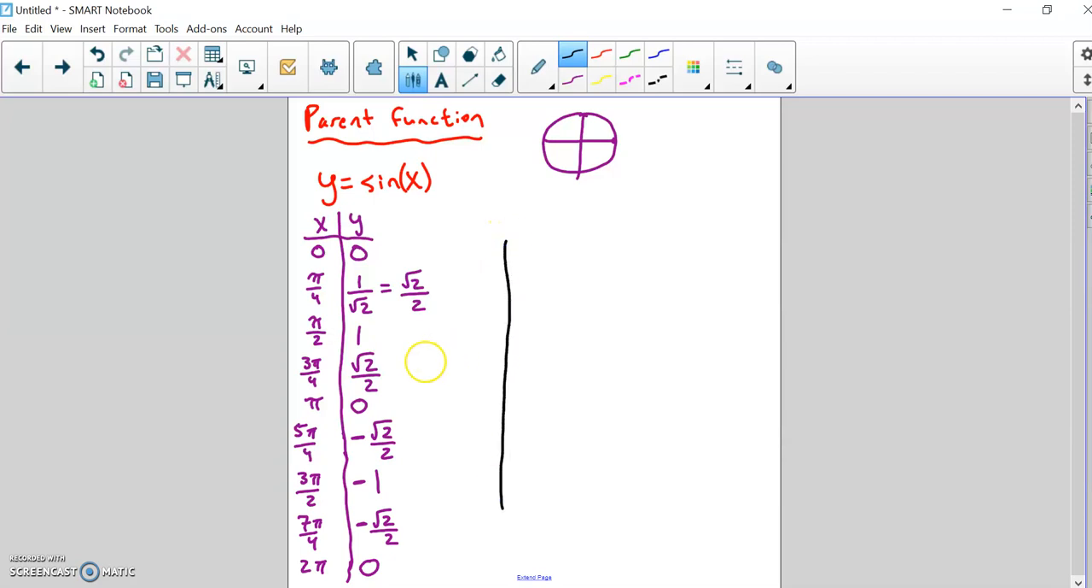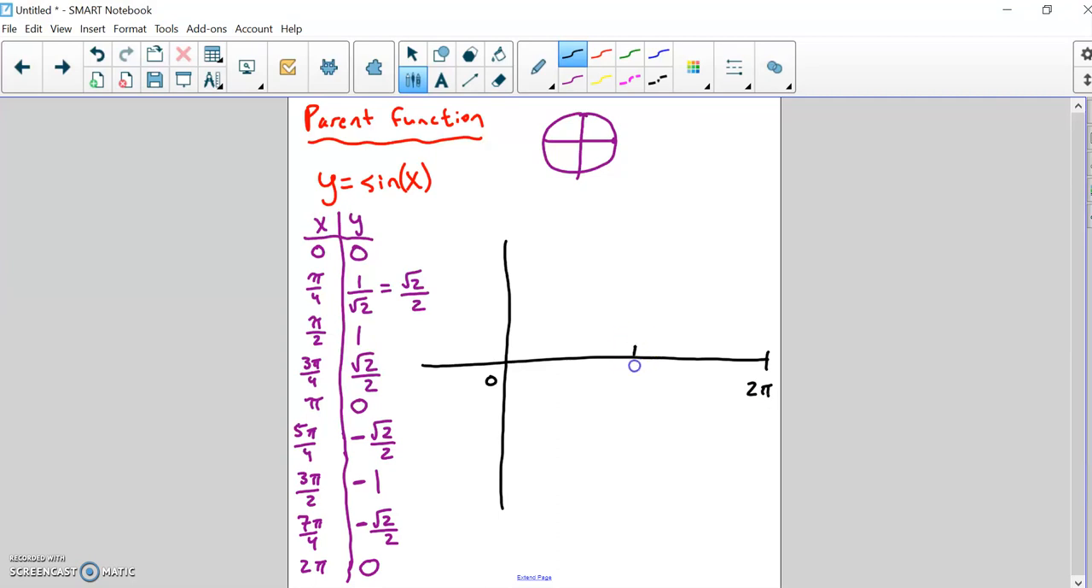Okay, so I'm going to go ahead, and this horizontal axis here, if you notice, all of these are evenly spaced. They're all π apart from each other. So I'm going to label this first point 0. I'm going to label this point at the end 2π.